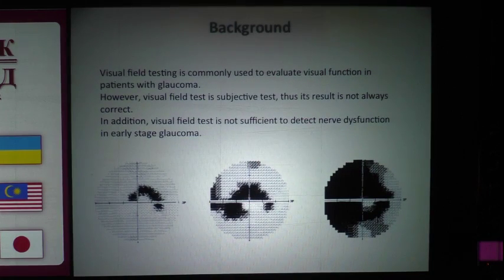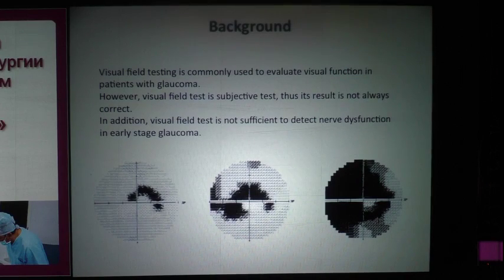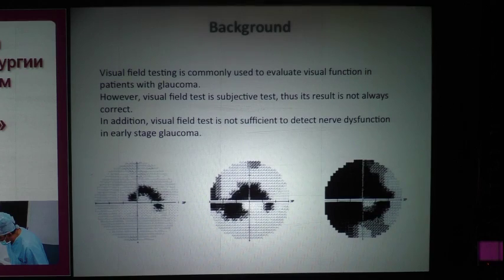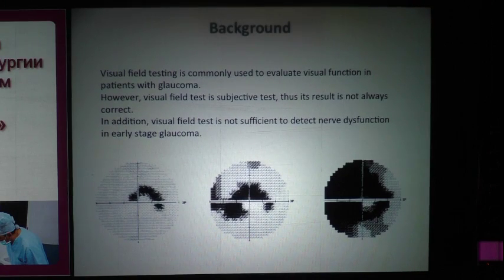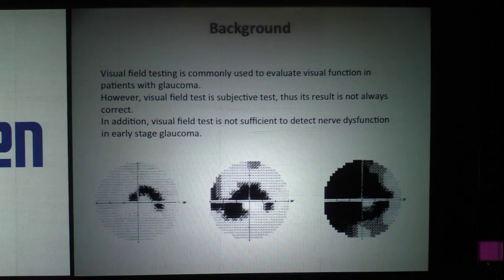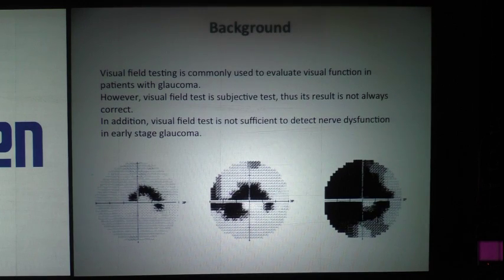Visual field testing is commonly used to evaluate visual function in patients with glaucoma. However, the visual field test is a subjective test, so its result is not always correct. In addition, the visual field test is not sufficient to detect nerve dysfunction in early stage glaucoma.